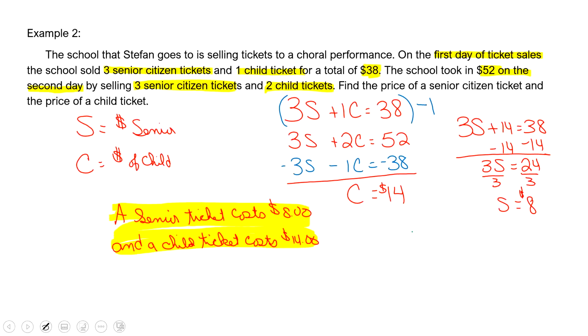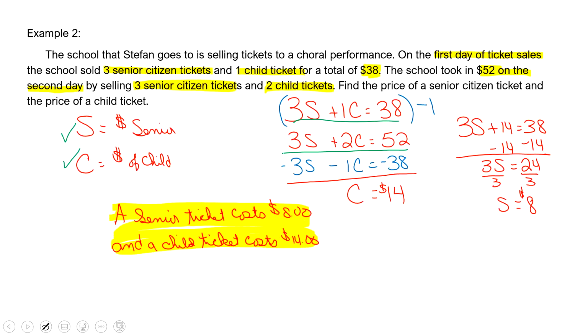Okay, so here we go on this one. My variables here were S and C, for the cost of a senior ticket and the cost of a child ticket. My two equations were 3S plus 1C equals 38, 3S plus 2C equals 52. I personally multiplied the first equation by -1 to get rid of the senior tickets as the variable. Left me with just straight up C equals 14. So I knew exactly what C equaled right off the bat.